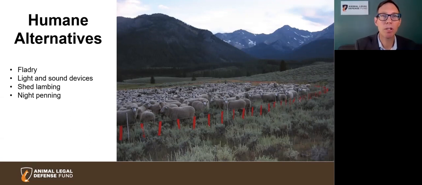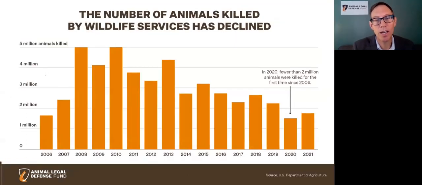Before I conclude my portion of the talk, I want to share a bit of good news. You can go ahead and go to the next slide. You can see from this graph, the number of animals killed by Wildlife Services is on the decline. From a high in 2008 and 2010 of more than 5 million animals killed, the numbers have been dropping to a low in 2020 of about 1.5 million. We really hope to see this trend continue, and this is some good news.